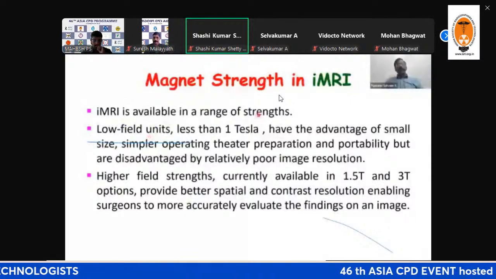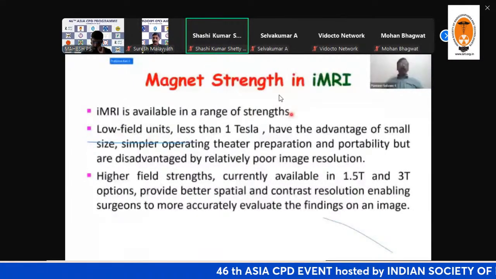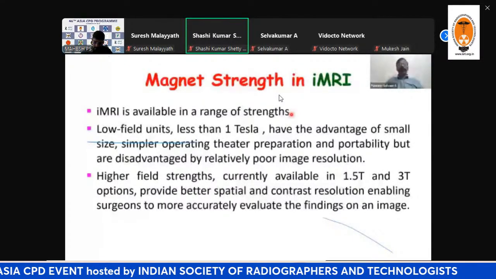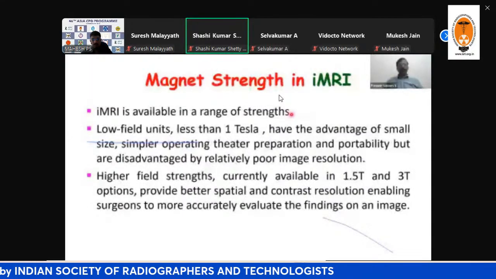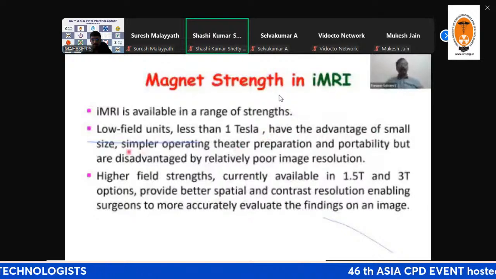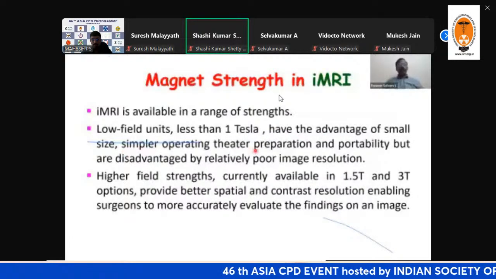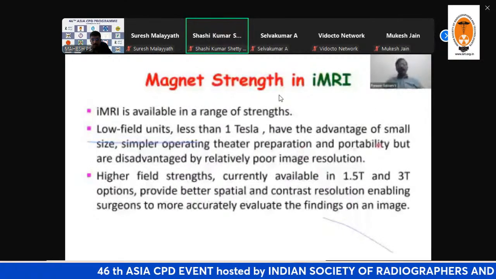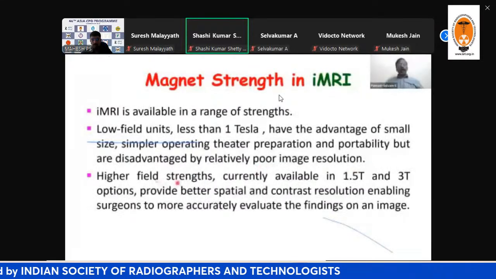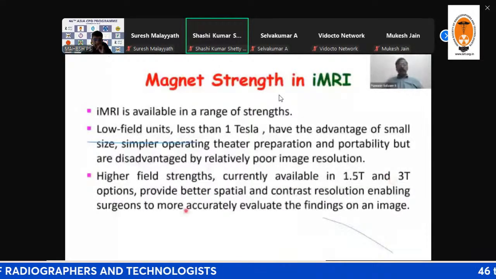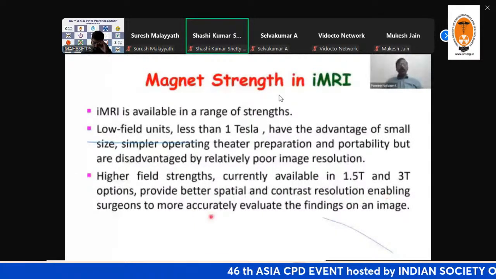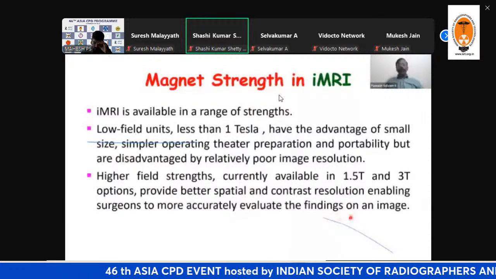IMRI is available in a range of strengths. We know that commonly for imaging we do 1.5 Tesla and 3 Tesla. And of course, we also have permanent magnets of 0.2 or 0.3 Tesla. Here, low field units less than 1 Tesla have the advantage of smaller size, simpler operating theater preparation, and portability, but they are disadvantaged relative to the 1.5 Tesla and 3 Tesla options that provide better spatial and contrast resolution, enabling the surgeon to more accurately evaluate the findings on an image.